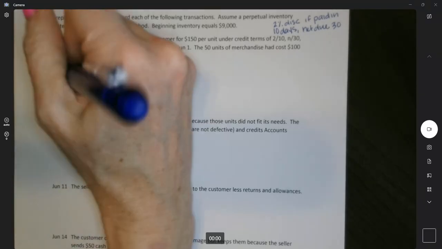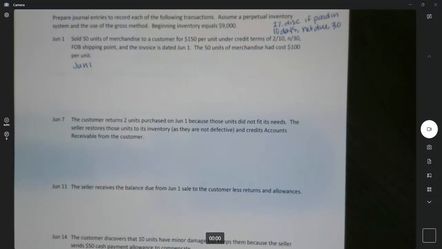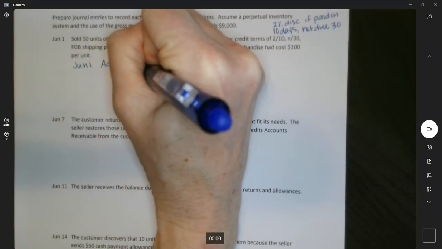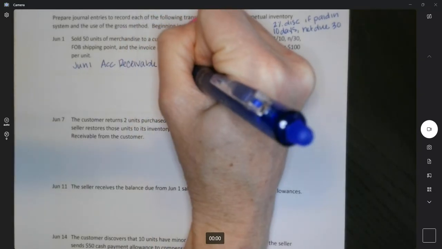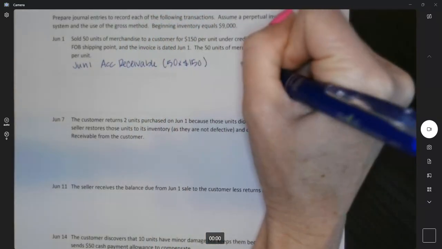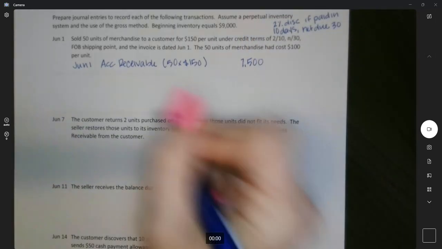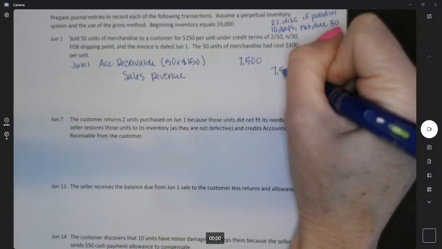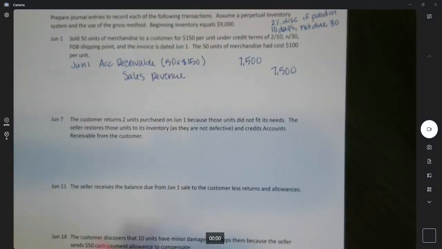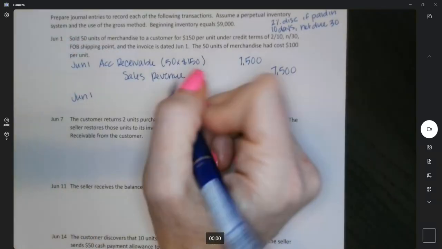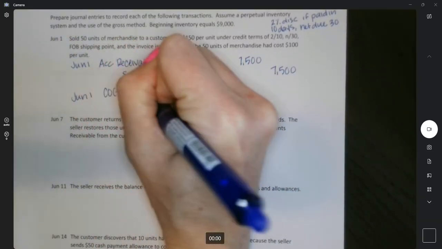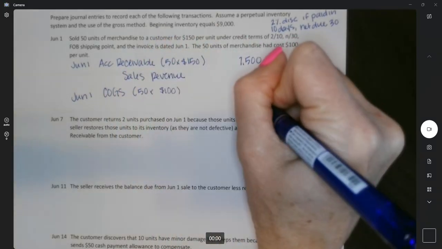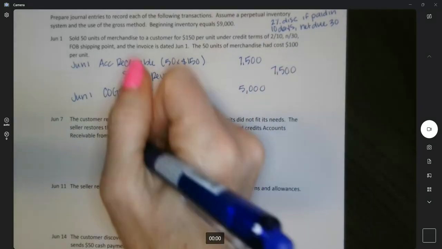So there's going to be two entries here. The first one's going to be for the revenue. We're going to debit accounts receivable. We're going to take 50 units times 150. We're going to get $7,500. We're going to credit sales revenue. Then the secondary entry will be for the cost. We're going to debit cost of goods sold. We'll take the 50 units times $100. And we will credit merchandise inventory.